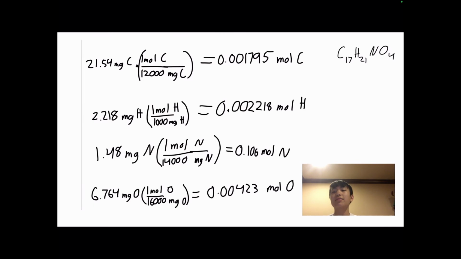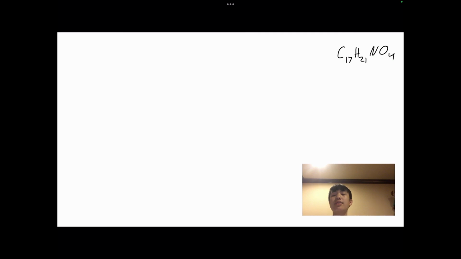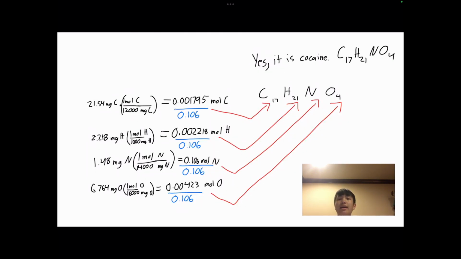Now notice in the original formula for cocaine, nitrogen only has a subscript of 1, which means there's, for example, 17 times more carbon than nitrogen in cocaine and 21 times more hydrogen. So what you need to do is divide all of these mole values by the moles of nitrogen, which happens to be 0.106. So you do that, and you find out that the value for carbon is 17, the value for hydrogen is 21, the value for nitrogen is 1, and the value for oxygen is 4, which means yes, this sample is cocaine.